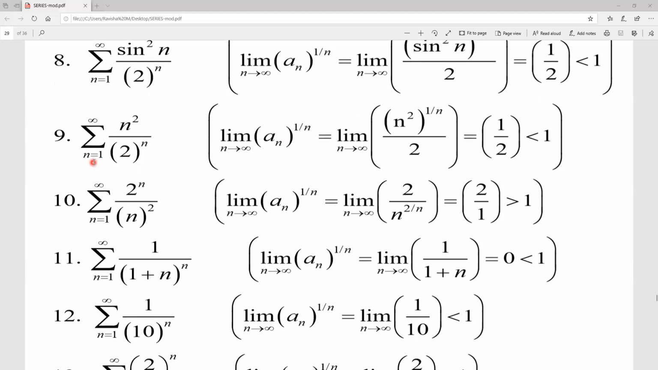Let us take the next example. Sum of n is equal to 1 to infinity, n square by 2 power n.